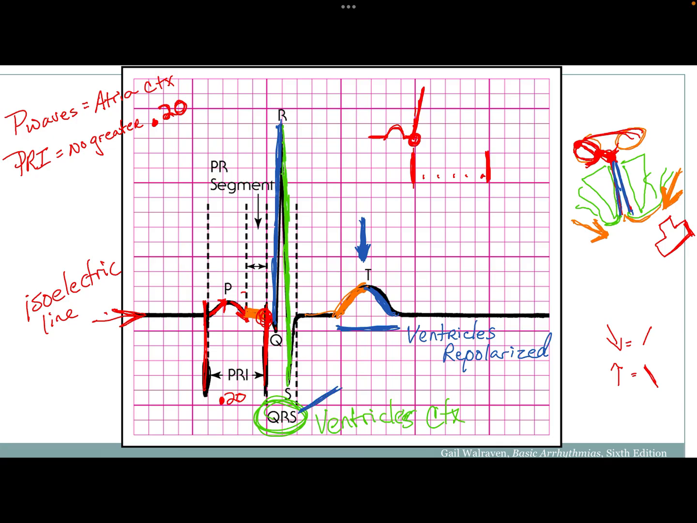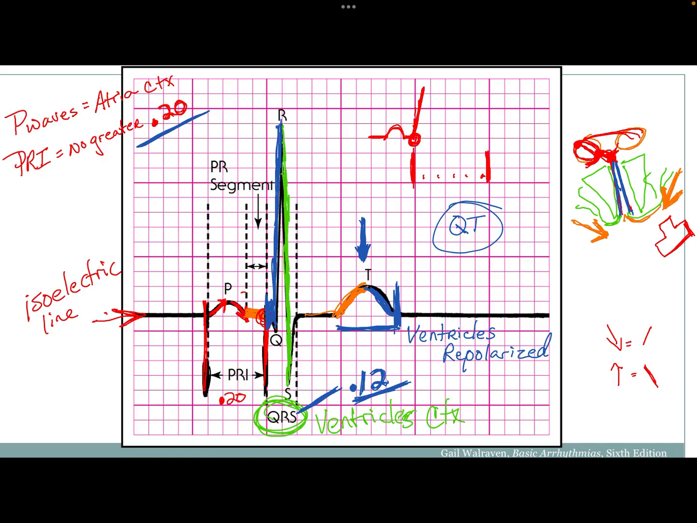Your QRS complex should be no greater than 0.12. Now these are important numbers you must memorize because it's going to help you when you're trying to identify EKG strips. So again, the PR interval should be no greater than 0.20, and your QRS complex should be no greater than 0.12. Now there is another interval we talk about. It's called the QT interval, but we will get to that later. The QT interval is measured from the beginning or the upstroke on the Q, and it goes to the end of the T. But we're going to get into that later on.